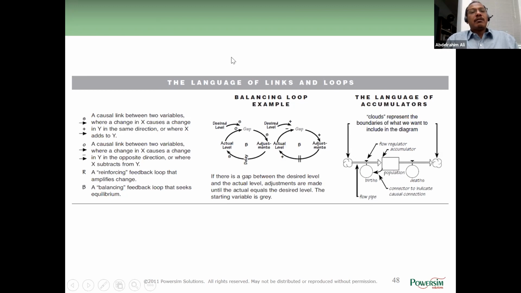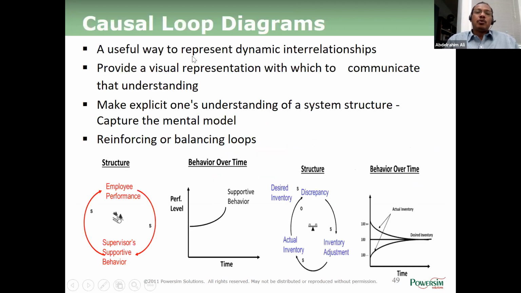The causal loop diagram is just a useful tool to represent the dynamic relationships between different variables. It also provides a visual representation with which you can communicate and increase understanding of the issue. And it makes the system structure very explicit and captures the mental models of people, how people are thinking about the issue.